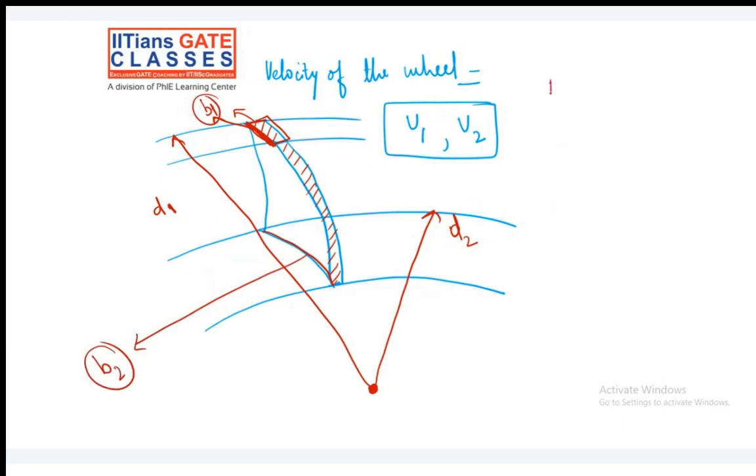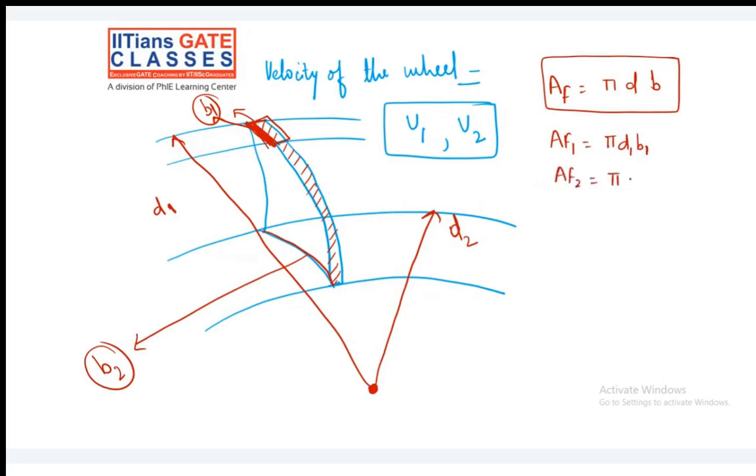So, what is the area of flow now? Can I say that the area of flow is nothing but pi times d, the perimeter, and whatever is the width? If I know pi d and I know the width, then pi d into b is the area of flow. So what is the area of flow at the first point? Pi d1 b1. Yes or no? And what is the area of flow at 2? This is pi d2 b2.